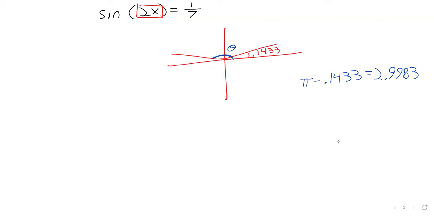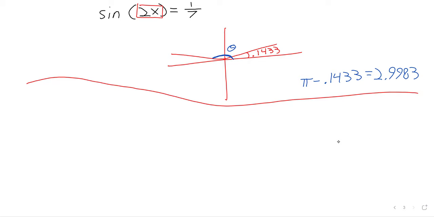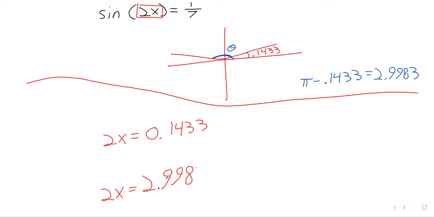And only now do we say, well, we haven't solved for x. It's 2x whose sine is this. So what we now have is 2x equals 0.1433. And 2x is 2.9983. And if we wanted all of the solutions, we'd plus or minus the multiples of 2π.